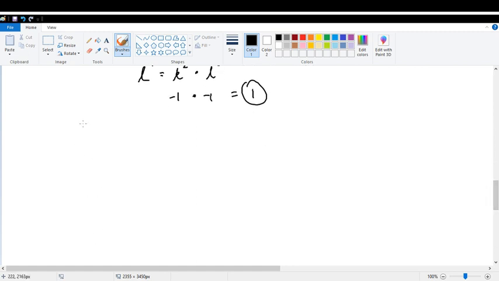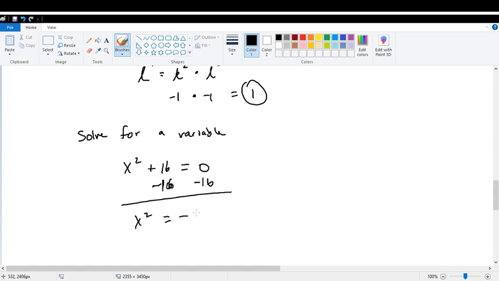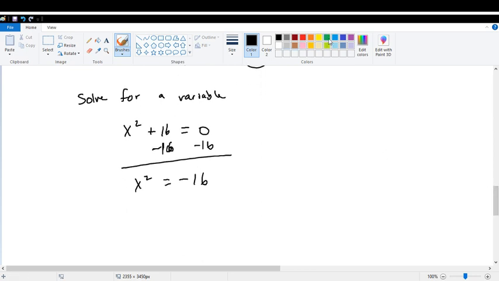And then we have problems where you have to solve for a specific variable, such as, actually let's do x squared plus 16 equals 0. And solving for x would require that I subtract 16 on both sides. So minus 16 on both sides. And that will yield x squared equals negative 16. All right, so to undo an exponent of 2, I basically square root both sides. And the root of x squared is just x. And that equals positive or negative the root of negative 16.